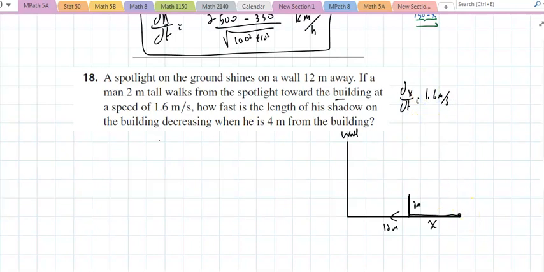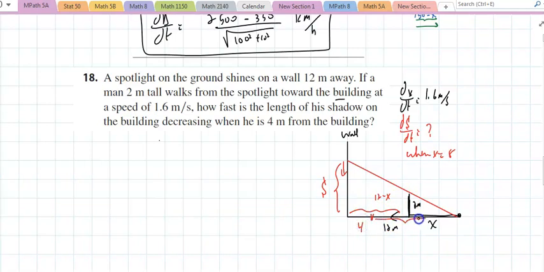Well, the shadow is going to look something like this. As he's walking away, this shadow is shrinking, right? Assume this is S. How fast is the shadow on the building decreasing when he is 4 meters from the building? When he is 4 meters from the building, this distance is 12 minus x. When he's 4 meters, that means when x equals 8, if he's 4 meters away from the building, that means he really walked 8 meters, because altogether it's 12.